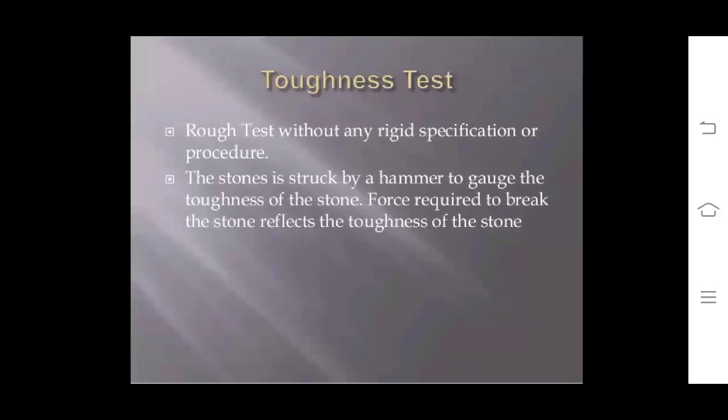The next field test is the toughness test. It is a rough test without any rigid specification or procedure. The stones are struck by a hammer to gauge the toughness of the stone. The force required to break the stone reflects the toughness of the stone.